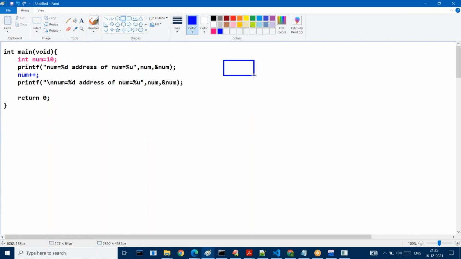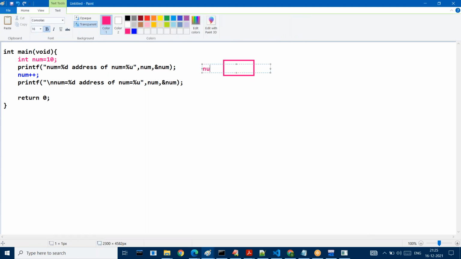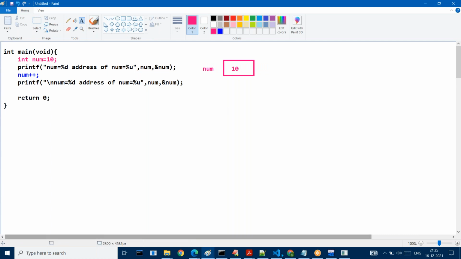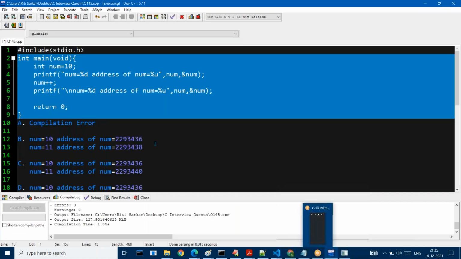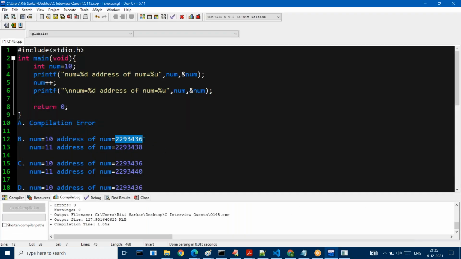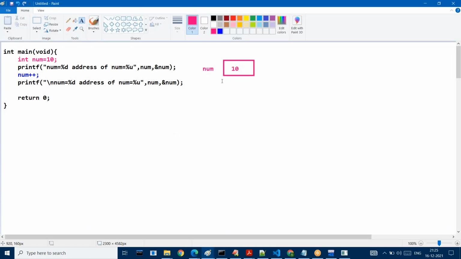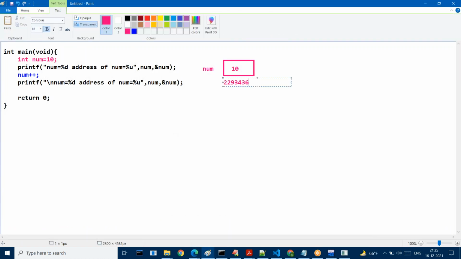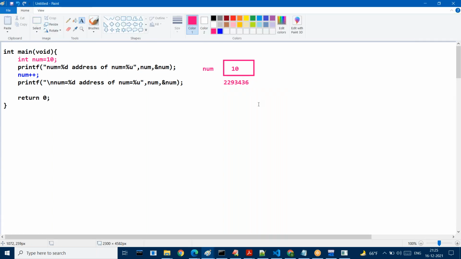Sir, one variable will be created. What is the name of the variable? Num. What is the value? 10. What is the address? Let us take some arbitrary address. I'm taking whatever they are giving. I'm considering that address. Yes, now you people made the correct answer. It's D. Suppose this is the address. So num is equal to 10. Address will be this one.